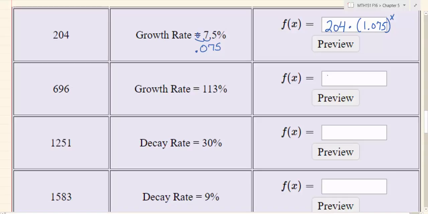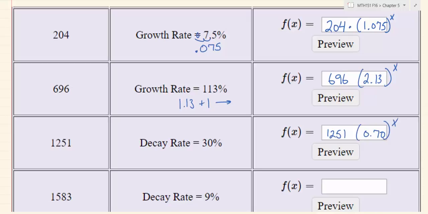Okay, next one. 696, that's easy. 2.13. Why? Convert this into a decimal, 1.13, and then add 1. 1251, and you have a decay rate of 30%. A 30% decay rate is 70% of the original amount.